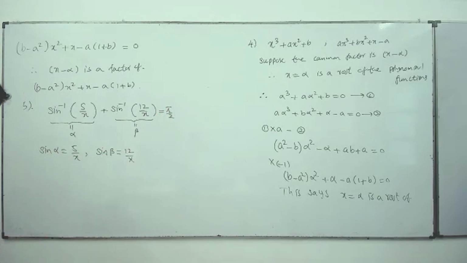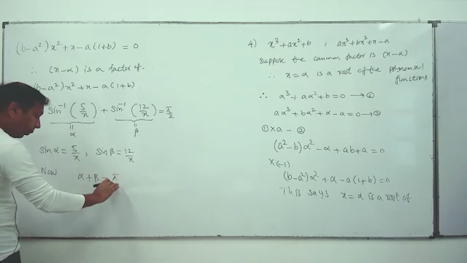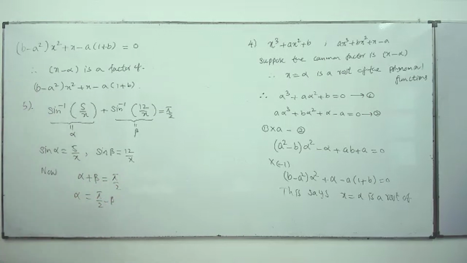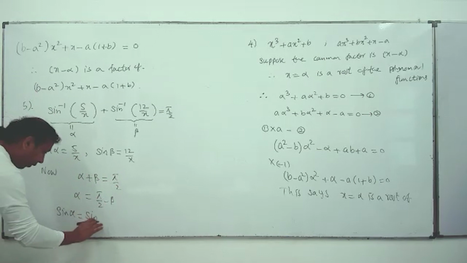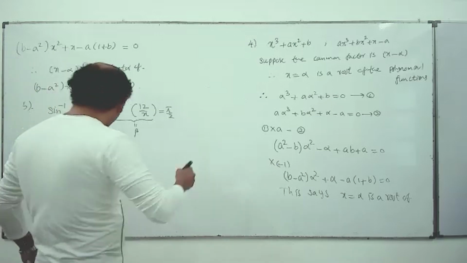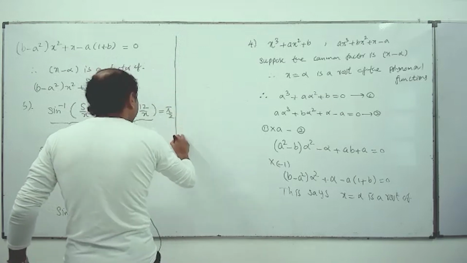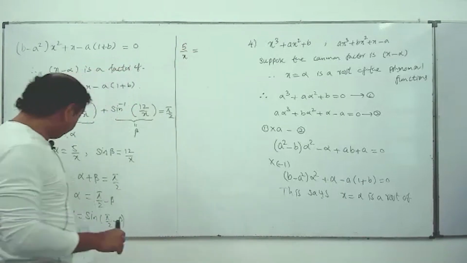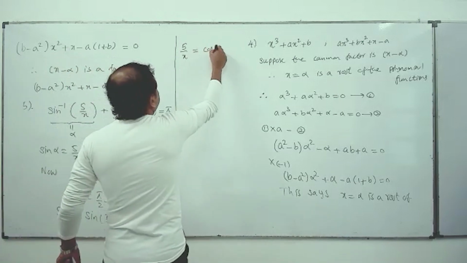Now, the given equation reduces to alpha plus beta equals pi by 2. Take this beta to the right hand side. You see. Then take sin on both sides. When you take sin on both sides, sin alpha equals sin of (pi by 2 minus beta). Then for sin alpha we can write 5 by x. Sin of (pi by 2 minus beta) means cos beta. Cos beta.